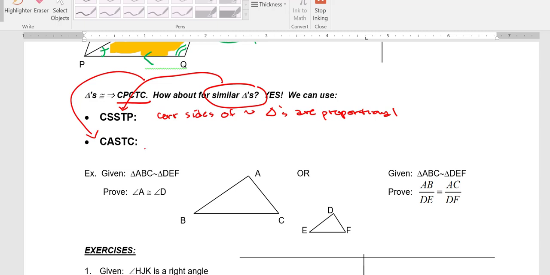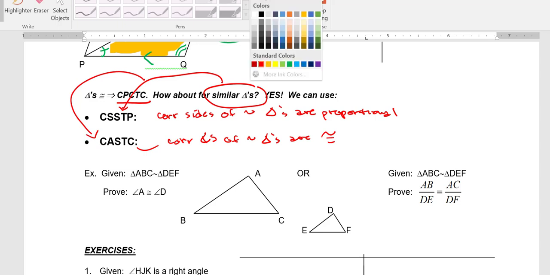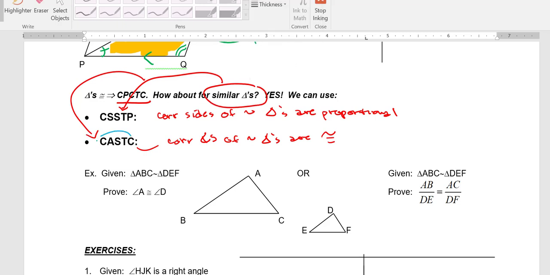And CASTC, which you'll use a lot less: corresponding angles of similar triangles are congruent. The reason you'll use that a lot less is because most of the time we're already proving the triangles congruent using the angles being congruent, or the triangles similar using the congruent angles, and so you really don't need to prove any more angles congruent. So most of the time it's going to be this one right here.